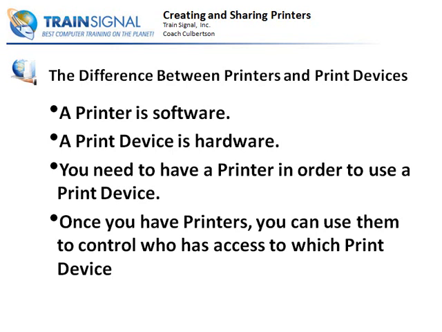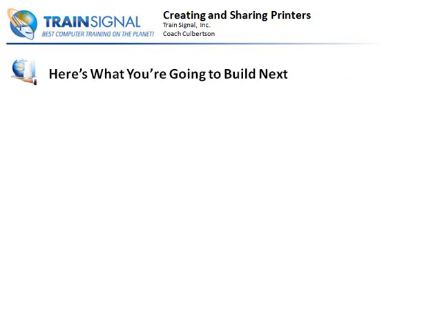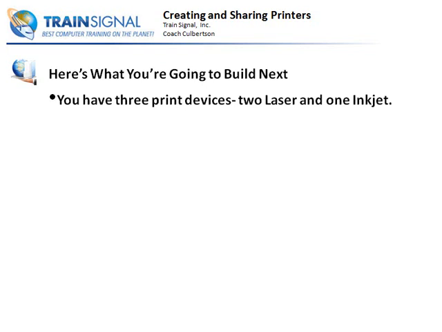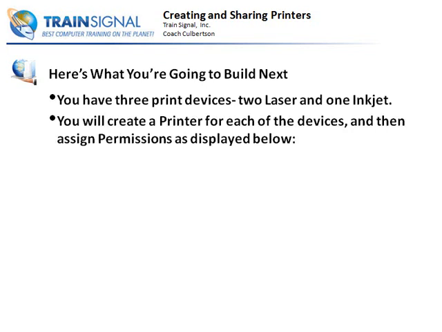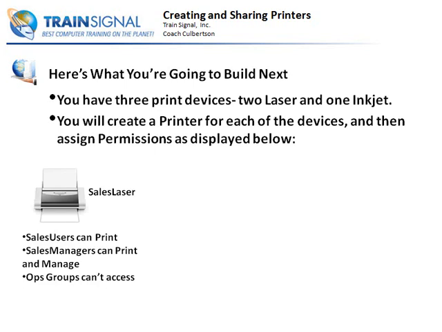So what we're going to be doing in this video is actually building printers for 3 print devices. Okay, we have 2 laser print devices and 1 inkjet print device. You're going to be creating a printer for each of these devices, and then you're going to assign permissions. Yay, it comes all the way back, doesn't it? So we're going to have the sales laser printer, and on it we're going to have sales users be able to print. We're going to have the sales managers be able to print and manage print jobs on that one. But the ops groups, ops managers and ops users, won't be able to access it at all.